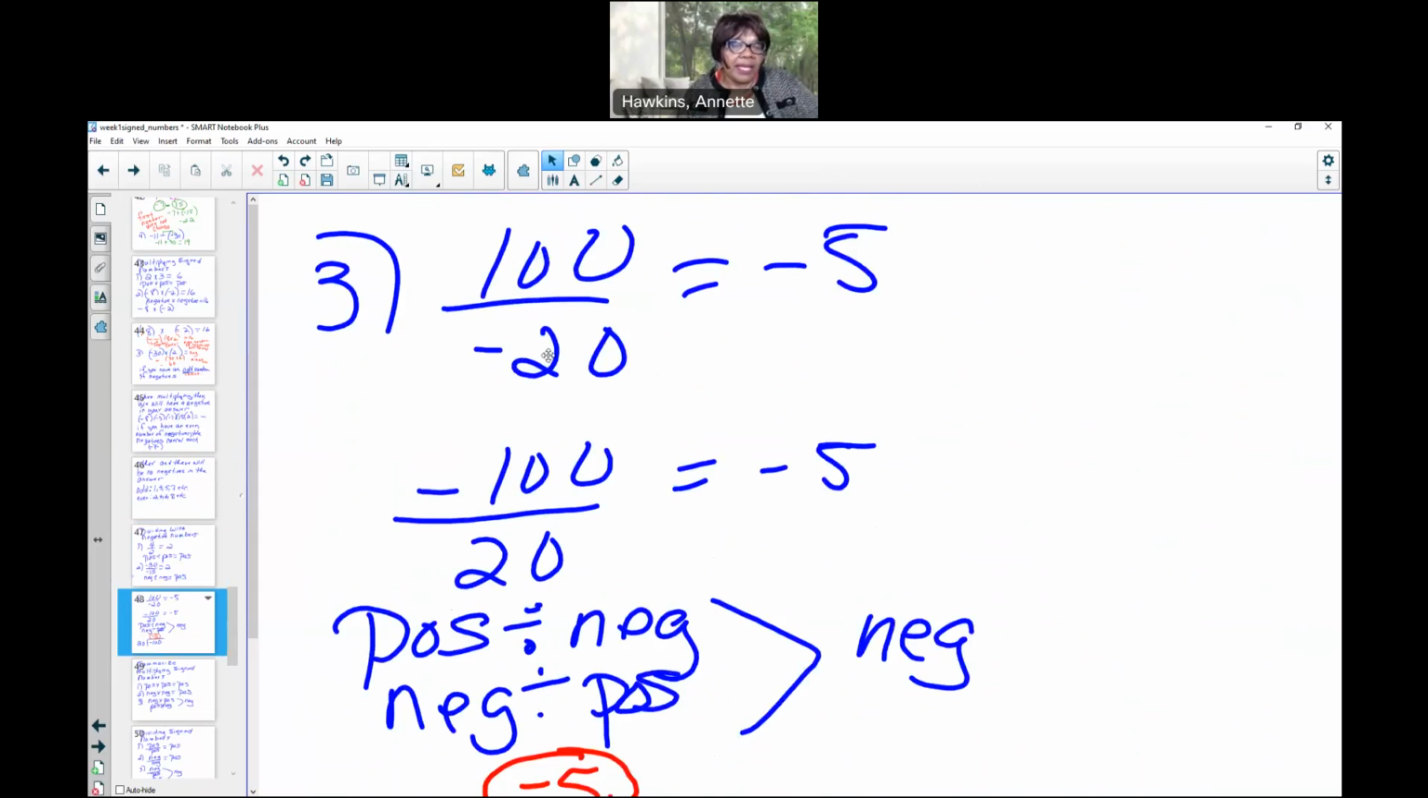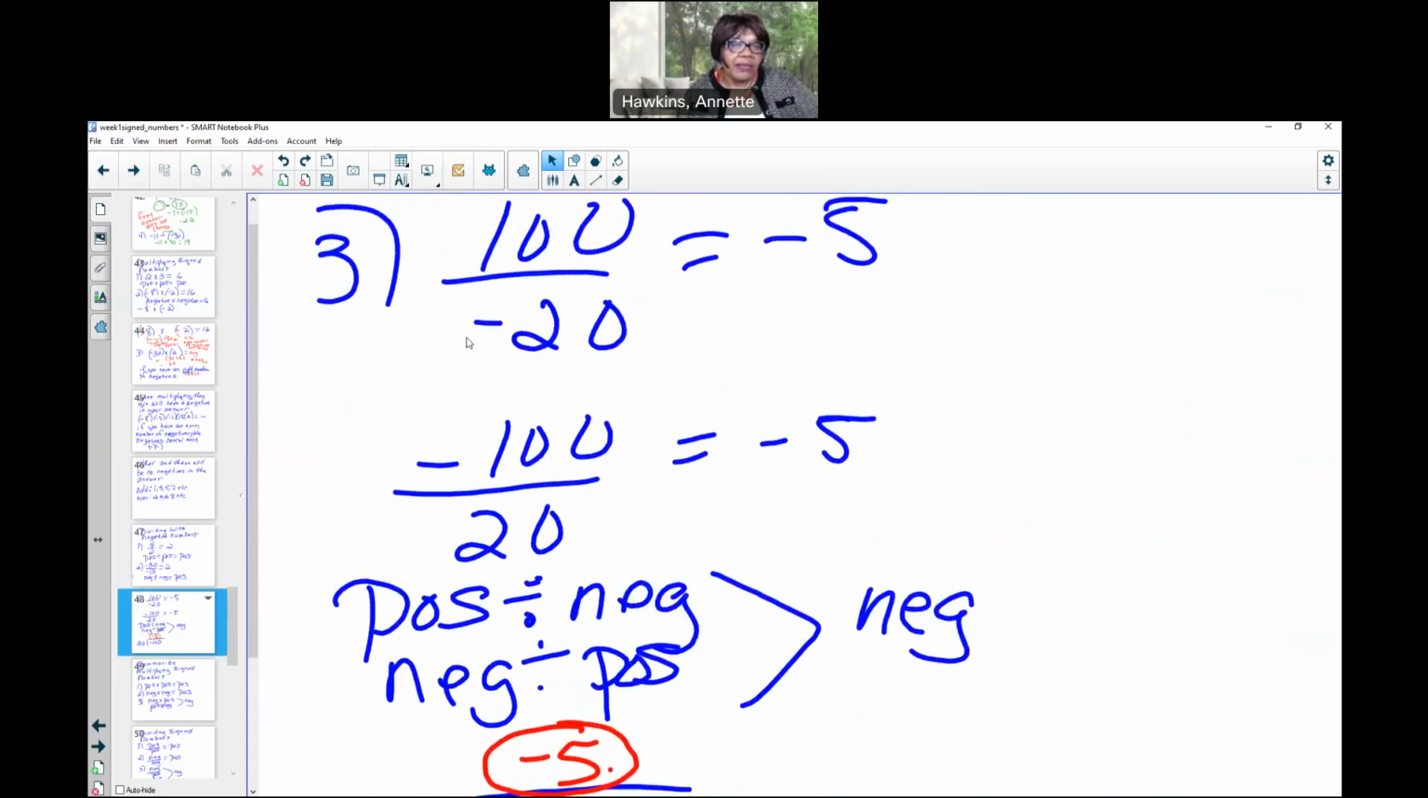100 divided by -20 is a negative, so a positive divided by a negative is going to be a negative. Now, this negative is in the denominator. We can have it in the numerator as well. So this is -100 divided by +20, which is a negative. So a positive divided by a negative, or a negative divided by a positive, will give us a negative.